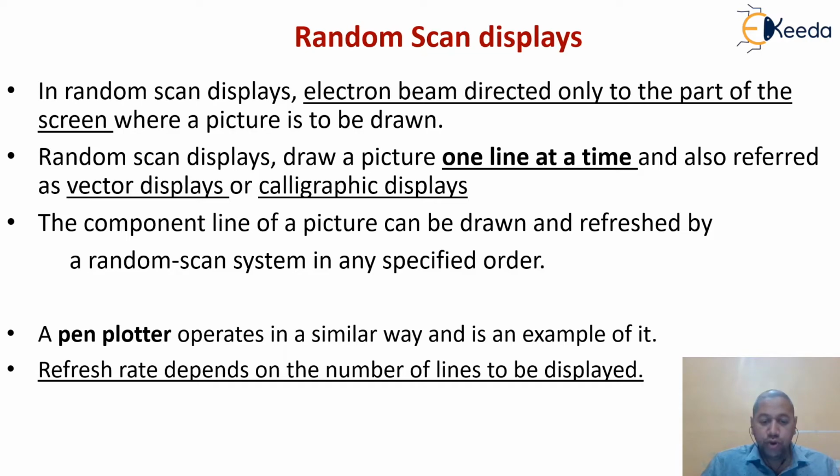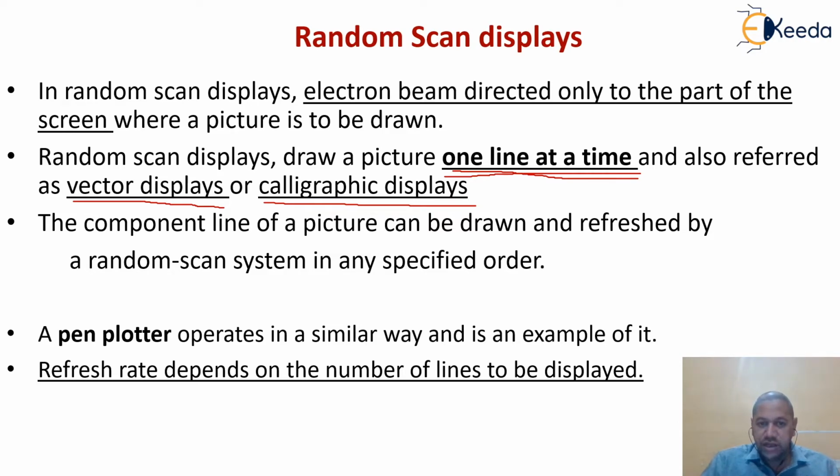So it is going to draw the picture one line at a time. The same definition for raster scan: it will draw the picture one row at a time, by activating or scanning one row or one scan line at a time. But here in random scan displays, it is going to draw the picture one line at a time. That's why in different textbooks it is also referred to as vector displays, as well as calligraphic displays. But the normal way we call it is random scan display.